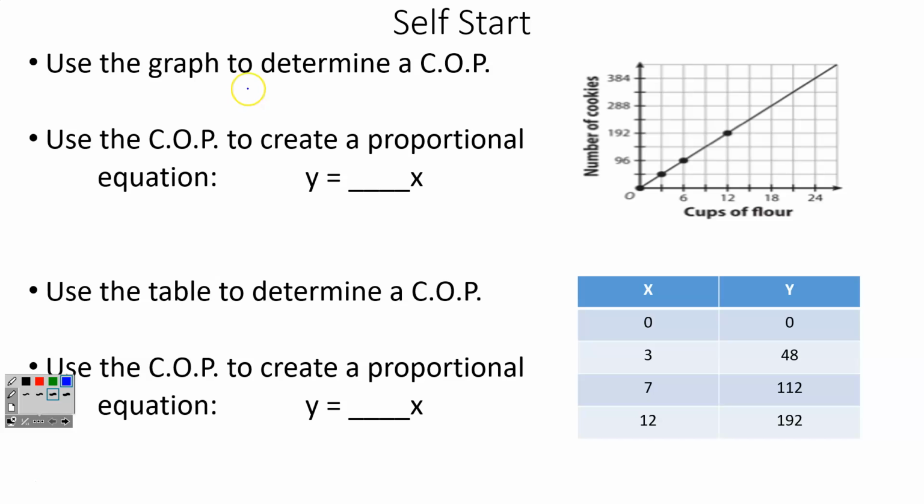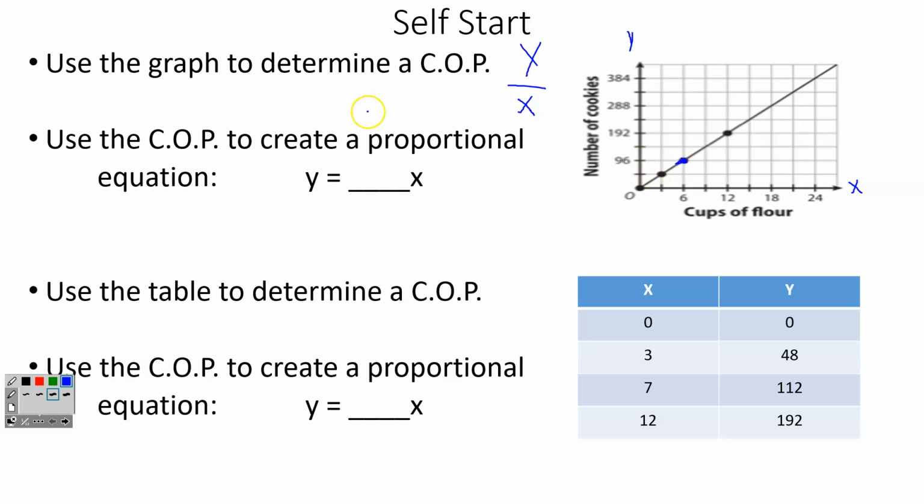Let's go through it. Use the graph to determine a COP. So here's my graph. To find a COP, remember it's y divided by x. I know it's kind of a bad y, but it's a y divided by x. So we're going to look for our address. I'm going to use this address right there. My y goes up and down, remember. My x goes side to side.